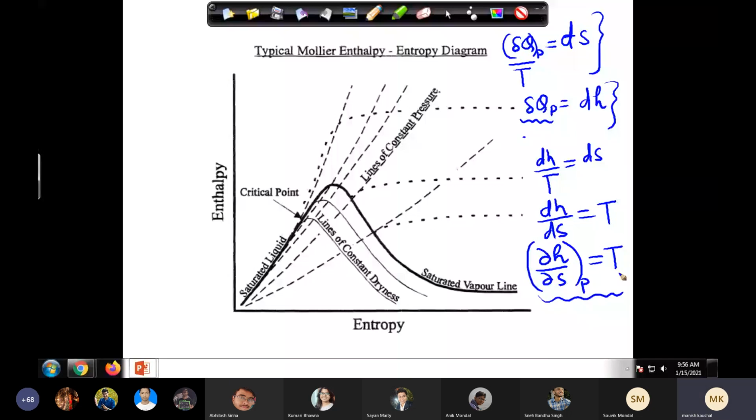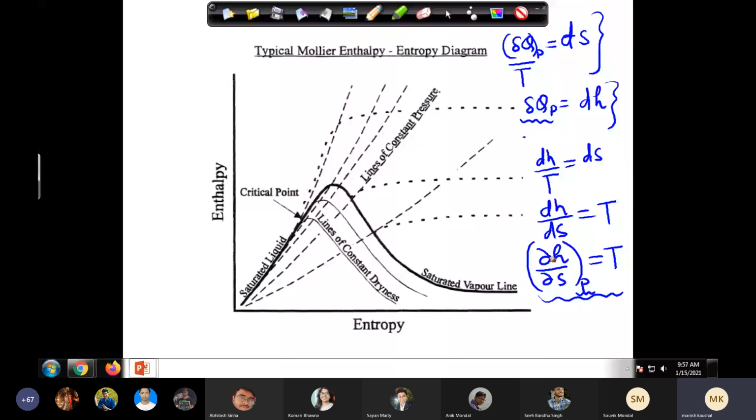So what we know from here, that ∂H/∂S means the slope of this diagram should give us temperature. Which line, slope of which line should give us temperature? Can anyone comment? The lines of constant pressure. Very good. Lines of constant pressure, because we have a condition here that ∂H/∂S at constant P will give you temperature. So if you draw a tangent at constant pressure line in this HS diagram, you will get the temperature at that point.